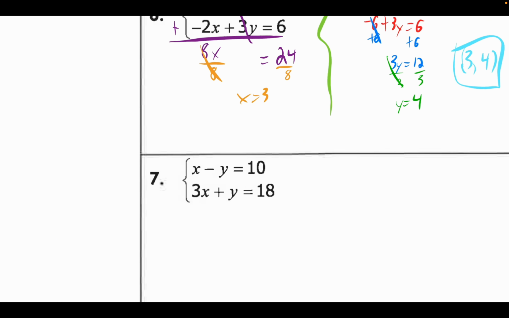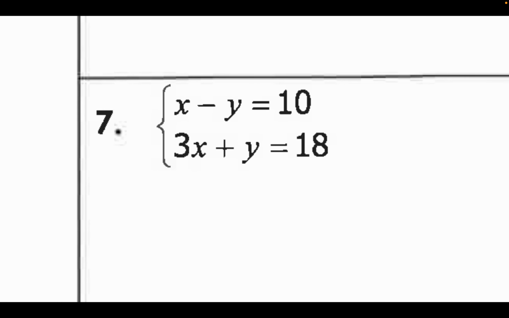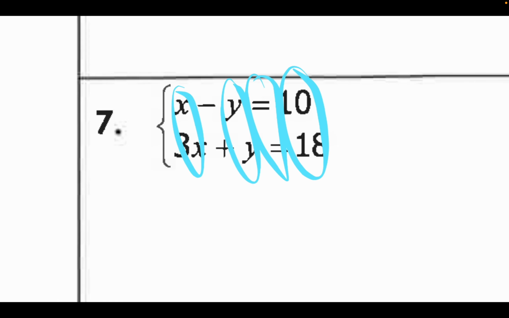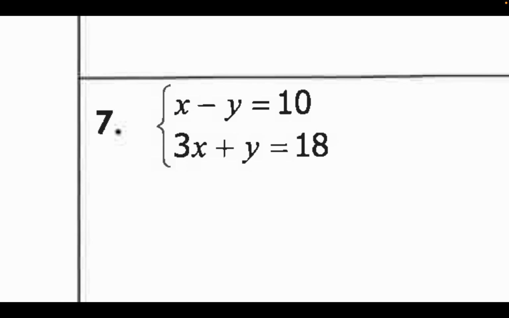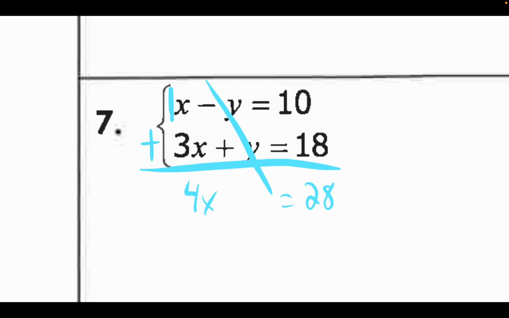Moving on to number 7, we make sure they're lined up again. X's, y's, equals, numbers. They are in fact lined up. Once again, example 8 is where we'll see that they're not lined up. So we go ahead and add these equations. And as we do so, we get x plus 3x. Remember, this is secretly a 1x. So that gives us 4x. And negative 1y and a positive 1y, whether you write those ones is up to you, gives us 0y, they eliminate. And 10 plus 18 is 28.